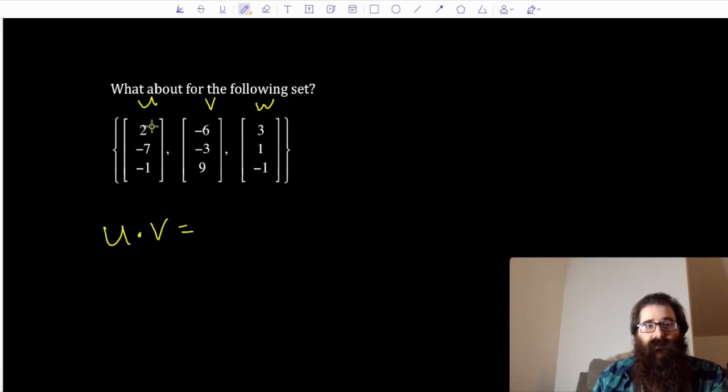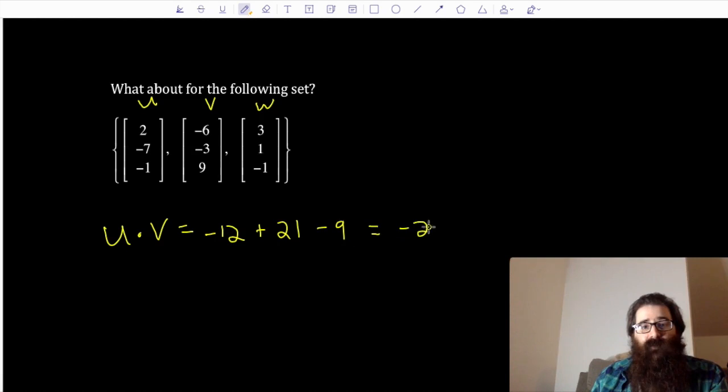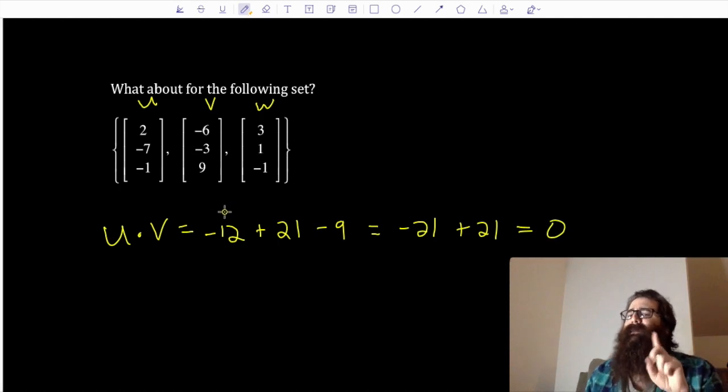So let's see here. I have 2 times -6, which is going to give me -12. Plus -7 times -3 is going to give me positive 21. Plus -1 times 9 is going to give me -9. And then if I go through the work here, -12 and -9 is going to give me -21. Plus 21 is going to give me 0. So far, so good. And I learned my lesson last time.